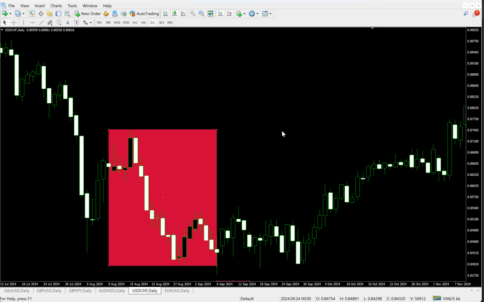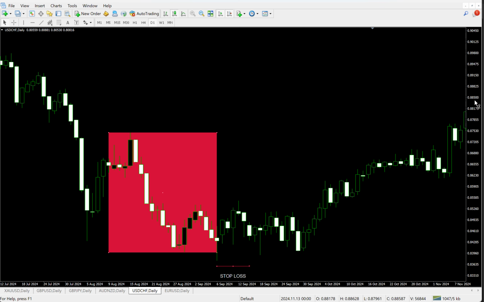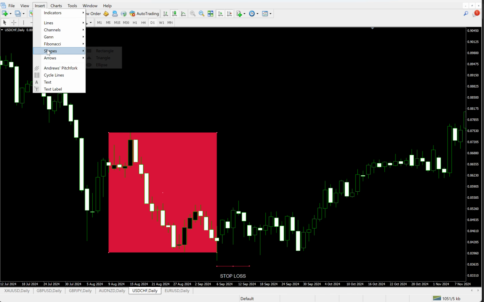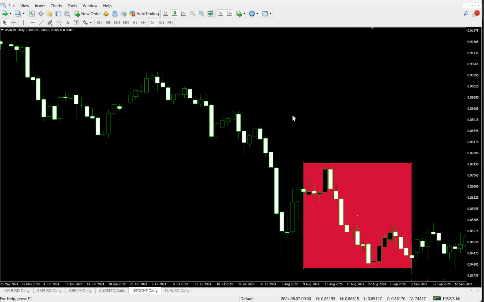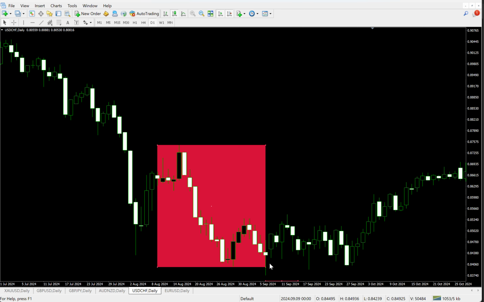To start analyzing the chart, you need to open the daily time frame, as already mentioned, and you will also need to use one of the instruments here on the MetaTrader platform. You can find it under Insert, Shapes, and Rectangles. You need to draw, from the first available closed daily candle, a box that consists of 20 daily candles. As you can see, I draw it here. So let's do it again.